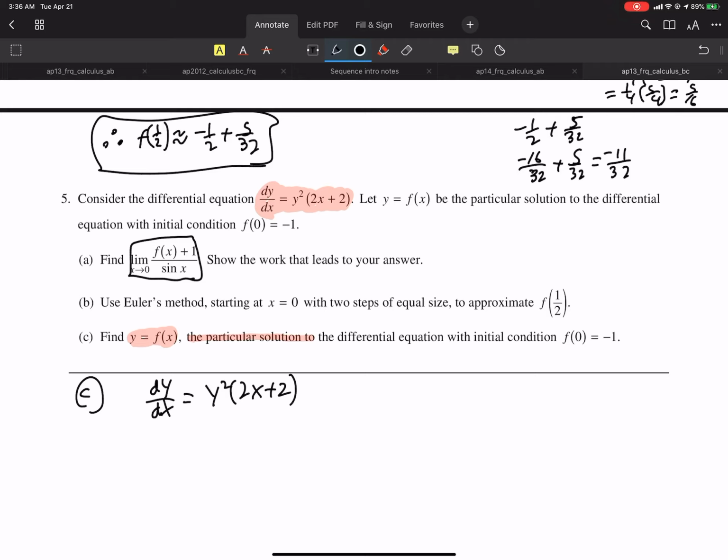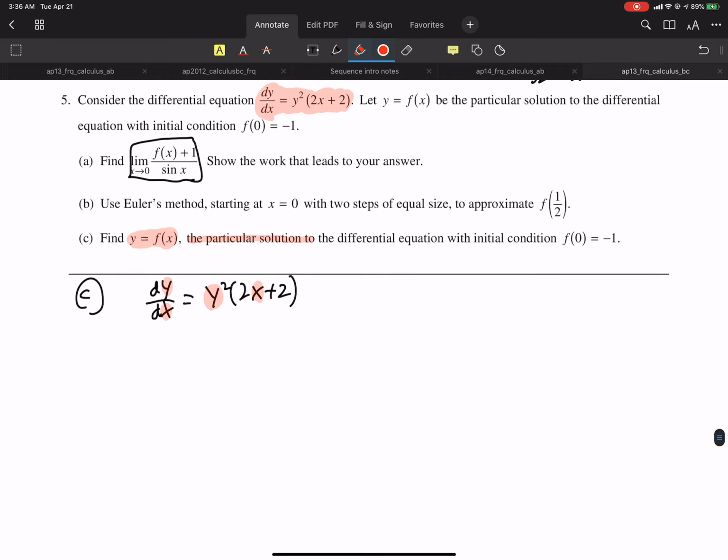And normally, if you have dy/dx, to solve for y, you just integrate both sides. But here's the problem. Y is your function. X is your variable. Well, that's fine, your variable. But we have our function on the right side. That's no bueno. You can't just integrate normally. You have to recognize this as separation of variables. If you don't, you're going to lose all 5 points here, and that would be very sad.